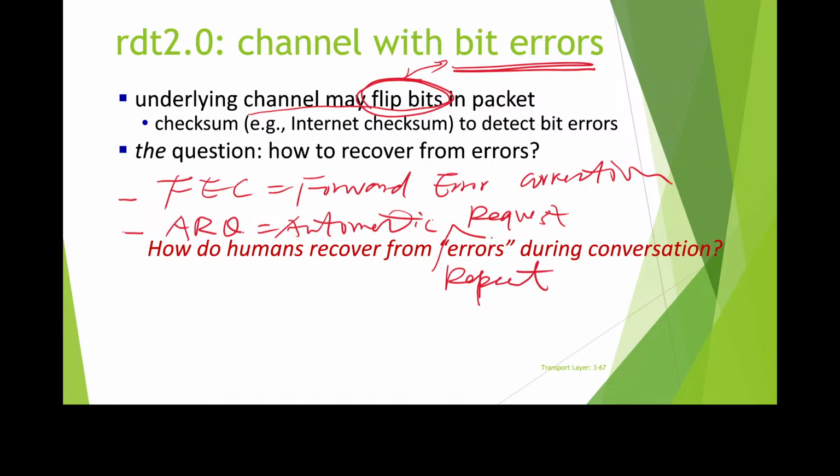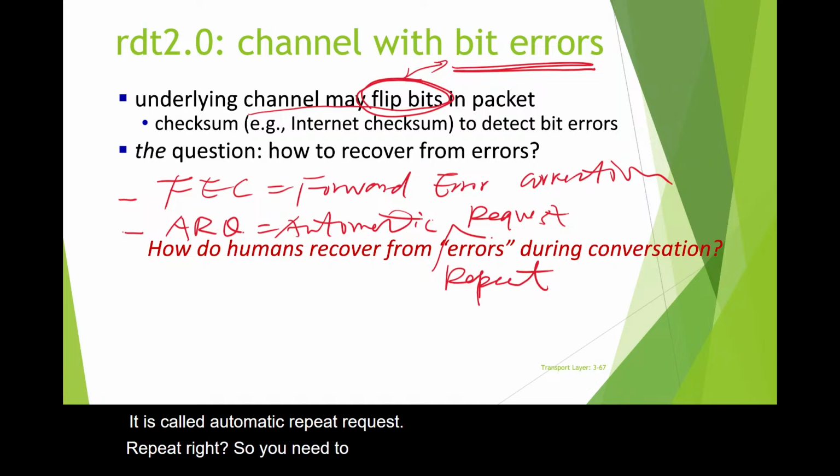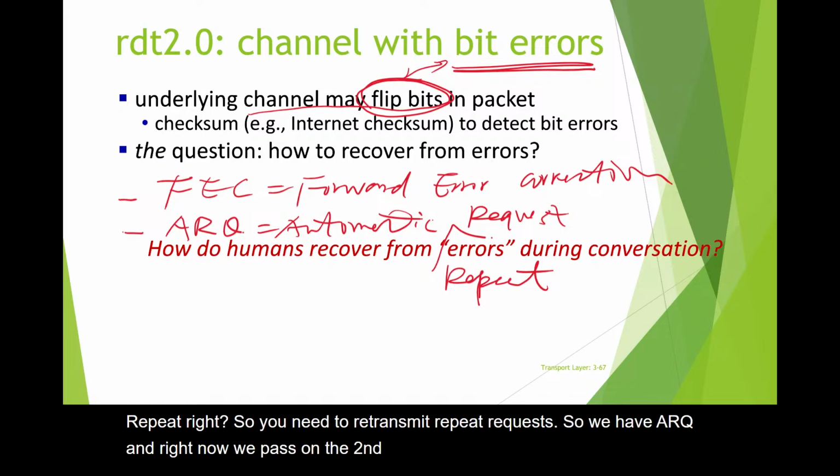It is called automatic repeat request. Repeat, right? So you need to retransmit, repeat request. So we have ARQ. And right now we pass on to the second one, ARQ.